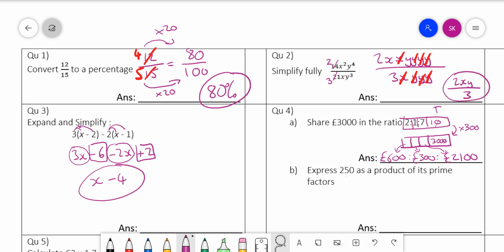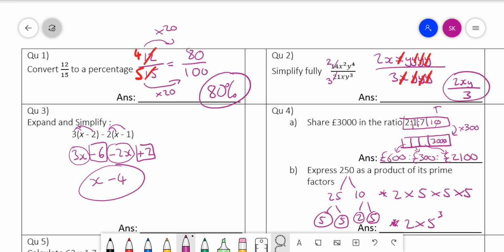Question B, express 250 as a product of its prime factors. Well, that means we're doing a factor tree, and product means times. 2, 3, 5, 7. Don't forget your primes. I love that chant. Who else loves that chant? Anyway, we've done the factor tree. Then we have to write it out. 2 times 5 times 5 times 5, which is the same as 2 times 5 cubed. Pause the video, make any notes that you need to. These are both right, but a pro would write it the second way.